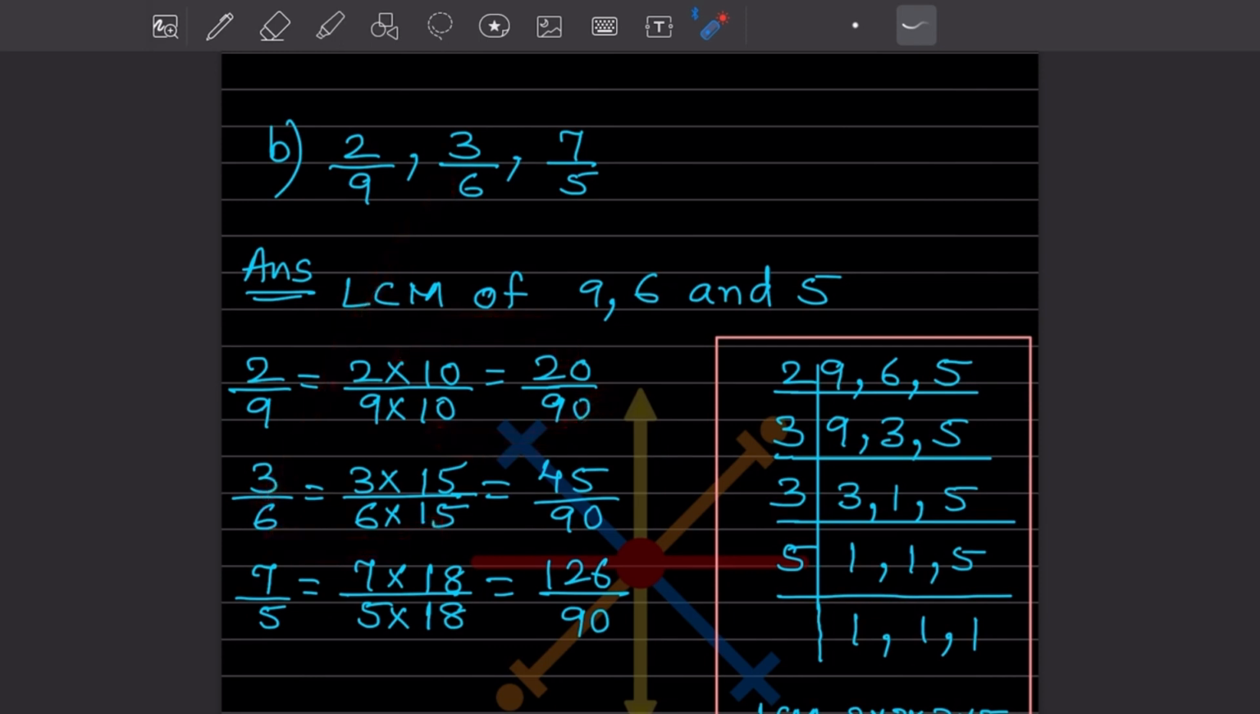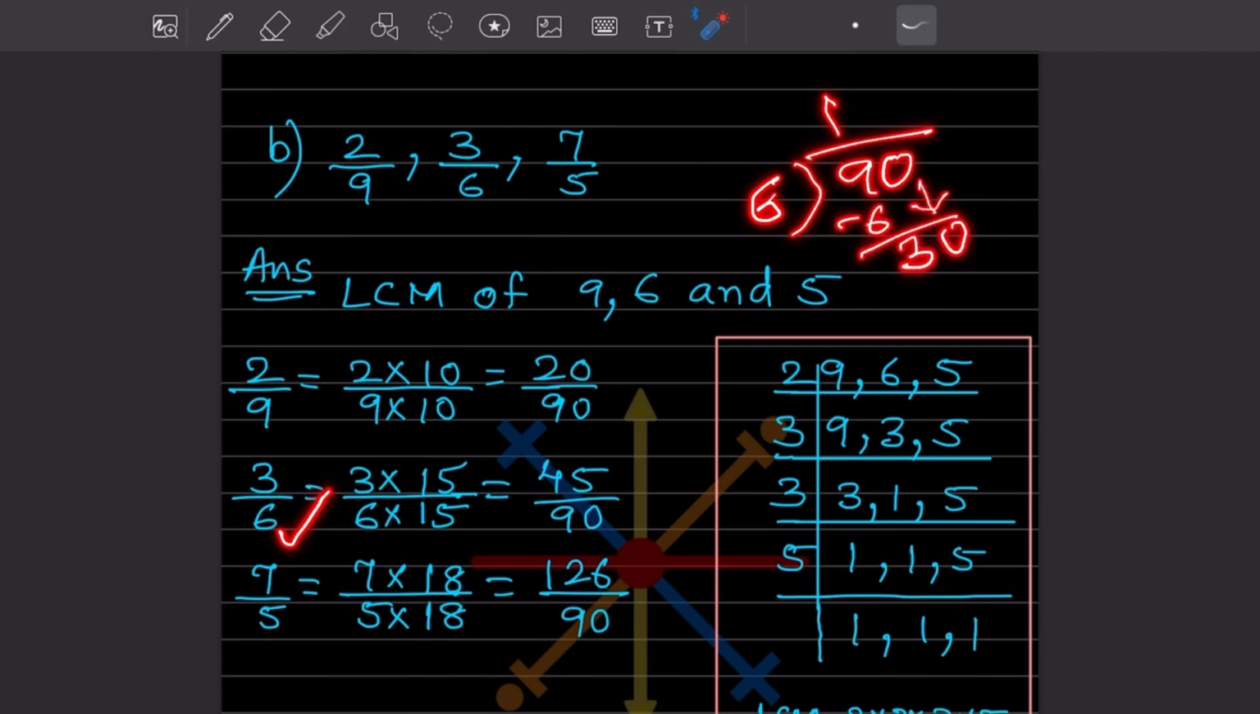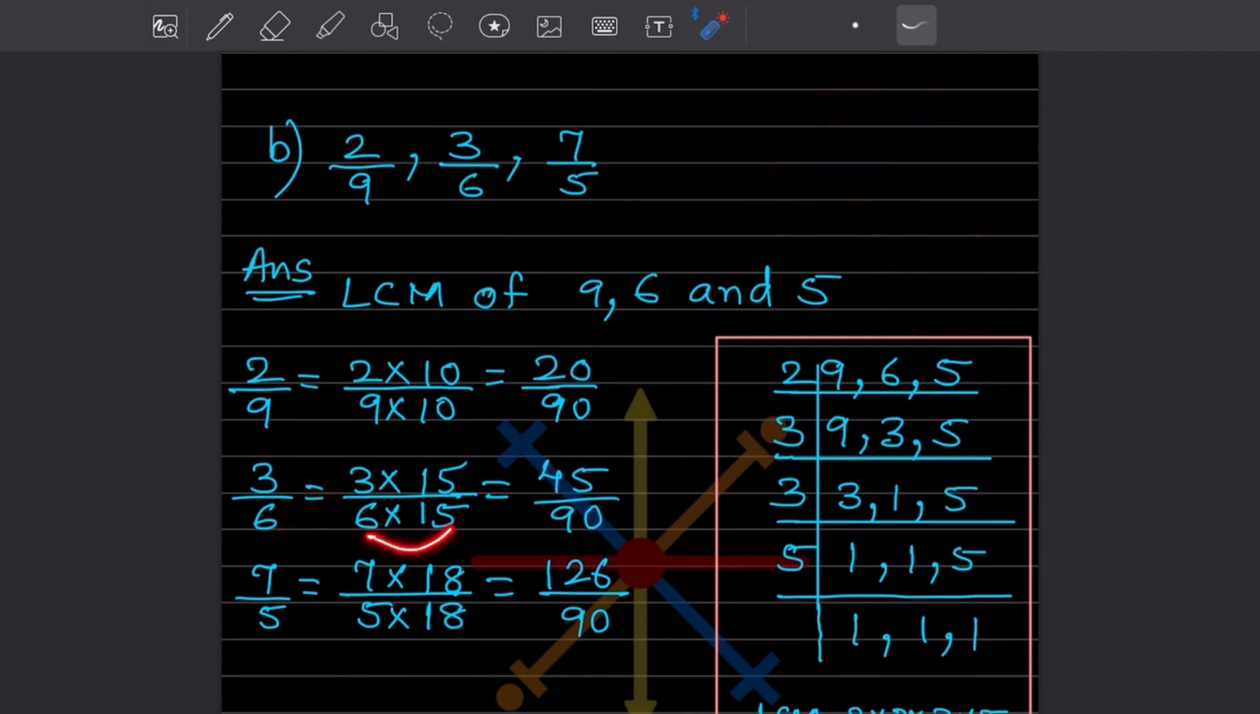Again here, 15 times 6 is 90. If you don't know the table of 15, what are you going to do? You know the LCM is 90 and this is 6, so you will divide by 6. 6 ones are 6 and this is 30. You will take this 0 down. 6 fives are 30. So what is that going to be? 15. Because this is multiplied by 15, this also should be multiplied by 15. So it is 45 by 90.